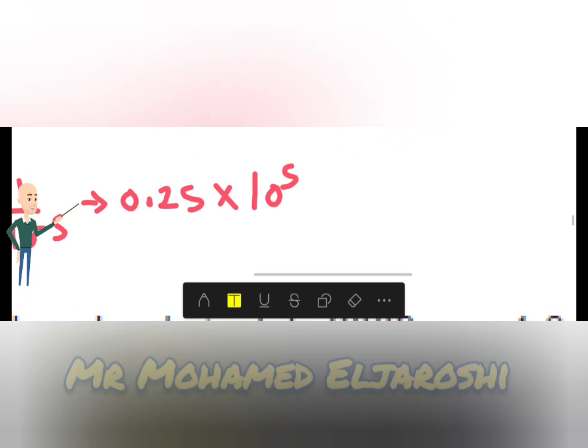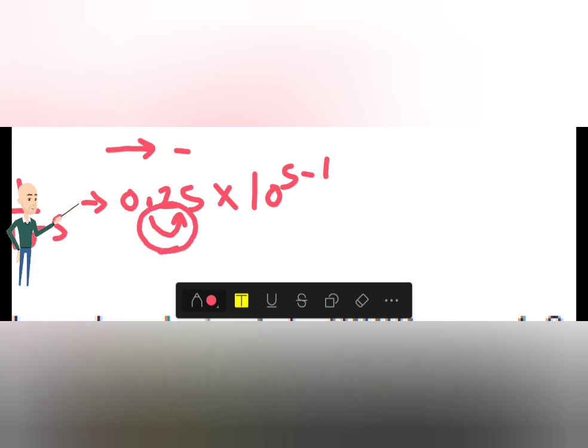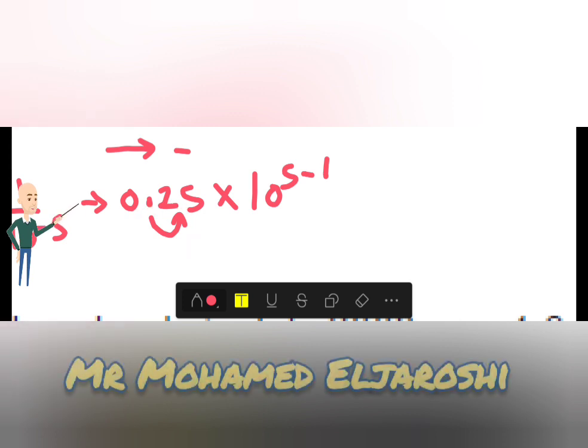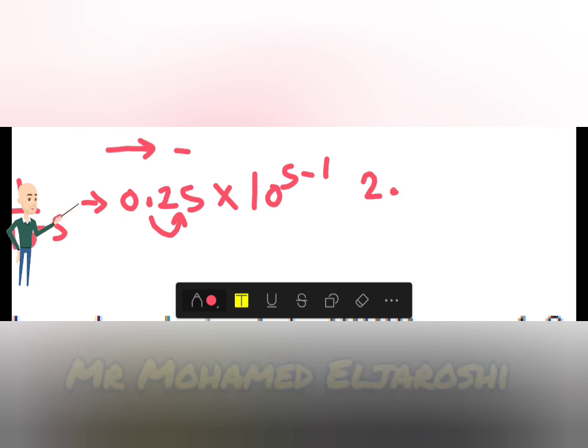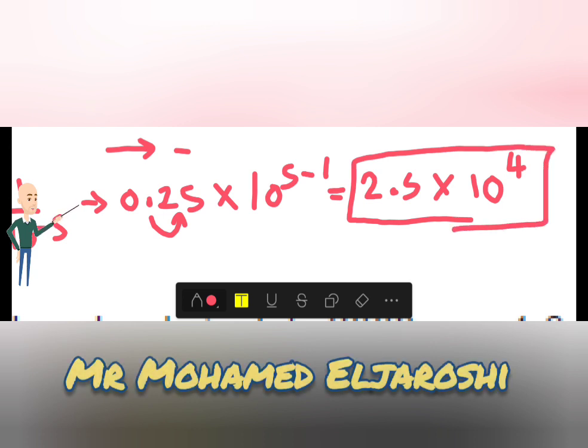So I'm going to change it to standard form by moving the decimal point here. Because I moved to the negative side, I'm going to put negative 1 here, because I moved one time. So it's going to be 2.5 multiplied by 10 with a power of 4, because 5 minus 1 is 4. And this is the answer for question C. Finding the reciprocal of the number in standard form.